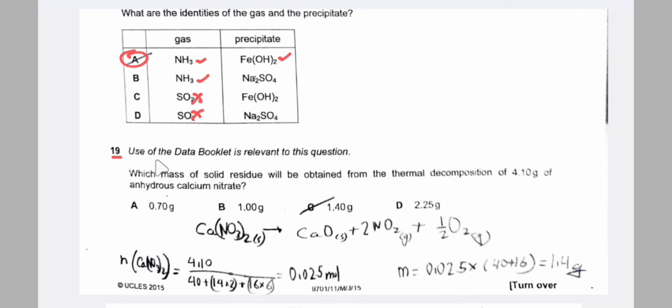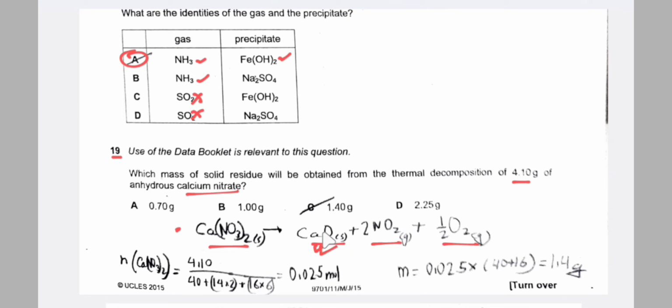Question number 19, use of a data booklet is relevant in this question. Which mass of solid residue will be obtained from the thermal decomposition of 4.10 gram of anhydrous calcium nitrate? So anhydrous calcium nitrate decomposes to form calcium oxide, nitrogen dioxide and oxygen. So you must remember this balanced equation. Which mass of solid residue is formed? So which mass of calcium oxide is formed? So we need to find the mass of calcium oxide.